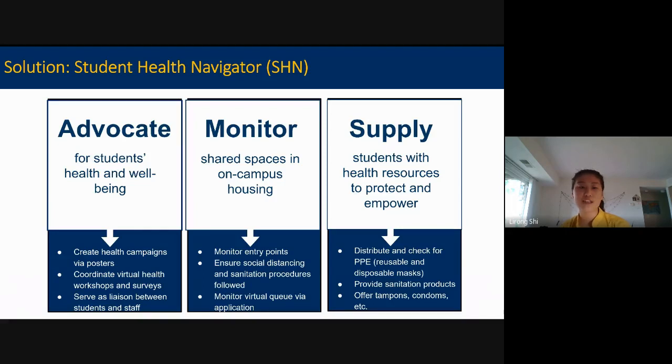Second, to monitor shared spaces in on-campus housing, they will monitor entry points, like those in the restaurants, and ensure social distancing and sanitation procedures, and monitor the virtual queue via the application. Last, to supply students with health resources to protect and empower, they will distribute and check for PPE, including masks and sanitation products, and they will also offer tampons and condoms to ensure students' sexual health benefit.